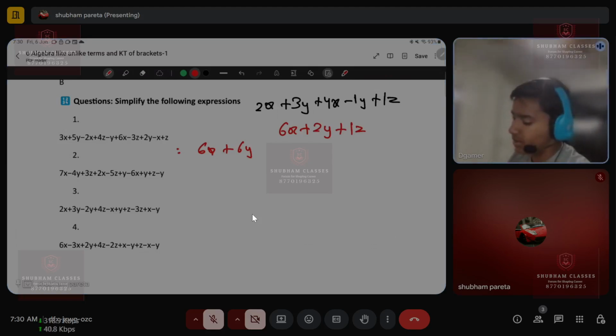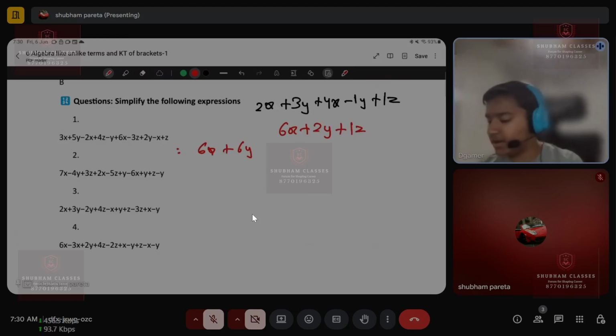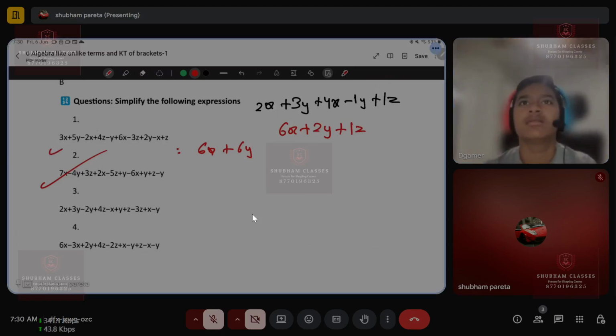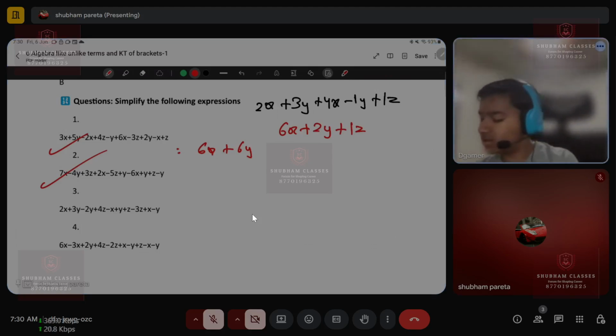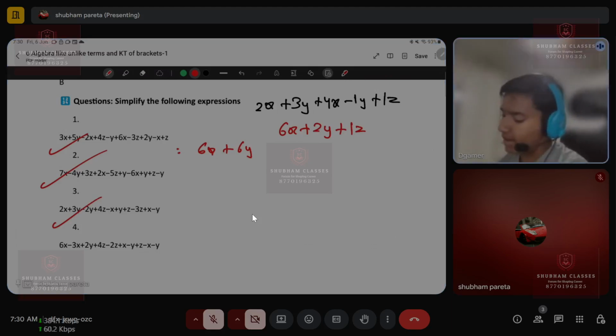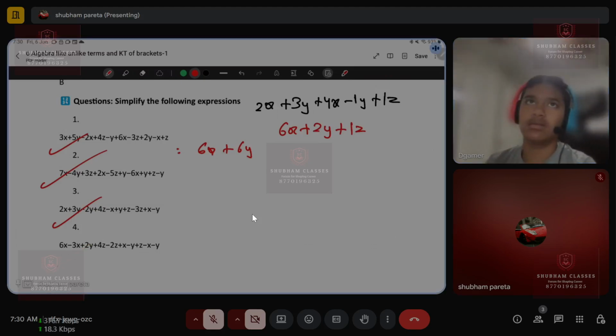And then the second one, 3x minus 3y minus 1z. Okay, correct. This is correct. Next, the third one, 2x plus 1y plus 2z. And then 3x minus 1y plus 3z. Okay, correct.